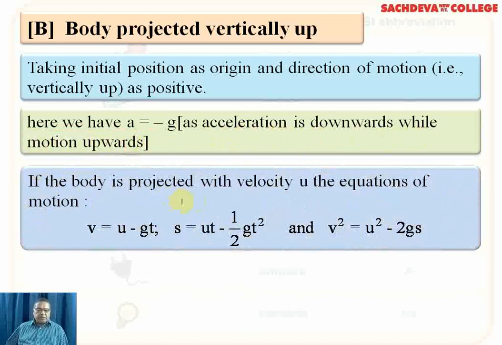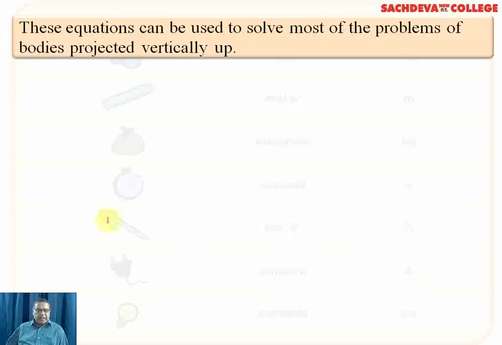If the body is projected with velocity u, the equations of uniformly accelerated motion for the vertical upward motion, or for the ascending motion, will become v = u - gt, s = ut - (1/2)gt², and v² - u² = -2gs, or v² = u² - 2gs. We have taken g as negative because the particle is projected vertically up. These equations can be used to solve most of the problems of bodies projected vertically up.